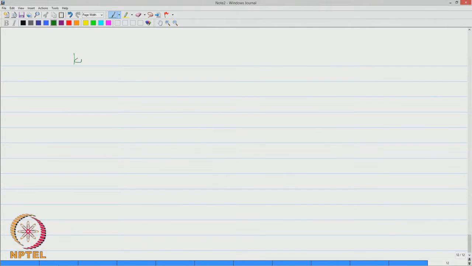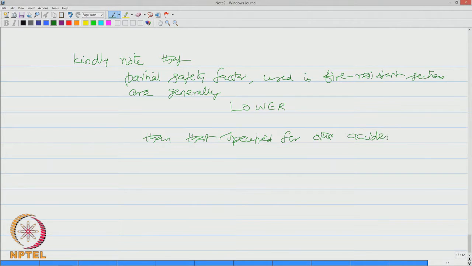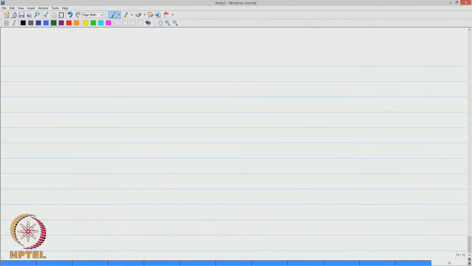So, kindly note that partial safety factors used in fire resistant sections are generally lower than that specified for other accidental loads in the design code. Now, let us look at the material characteristics.